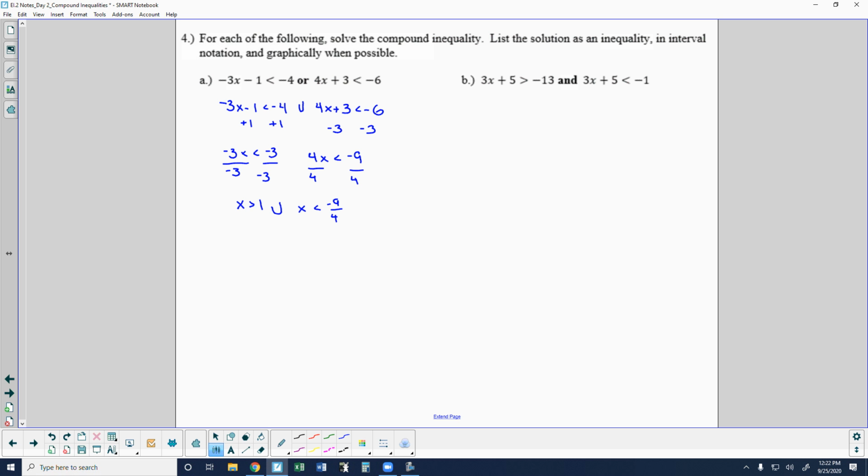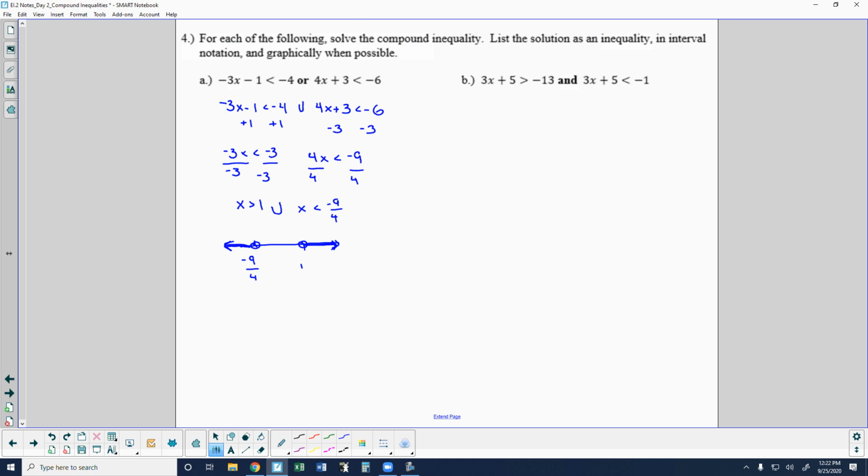So if we want to graph this, when it comes time to graph, we want to make sure on our number line the negative number, or the lower number, -9/4, is to the left. So -9/4 is here. 1 is to the right. We're looking for anything that's greater than 1. So an open circle at 1 because it's not equal there, and then shading to the right of 1. Then for -9/4, an open circle there and shading to the left of -9/4.